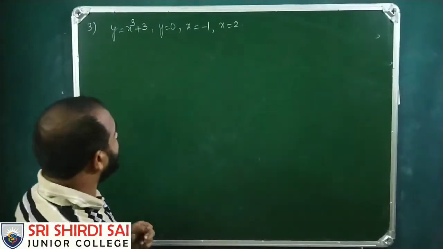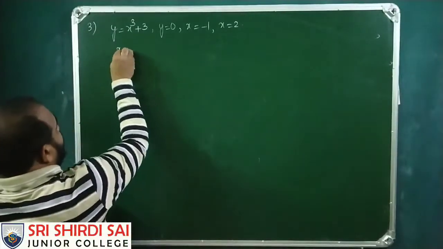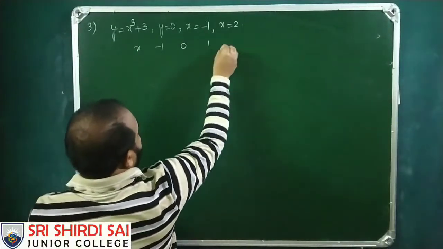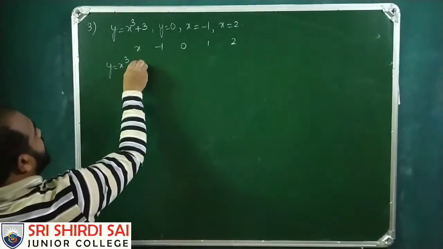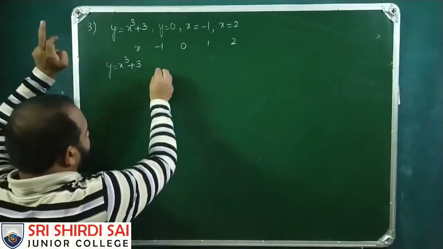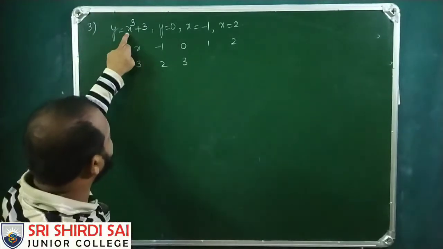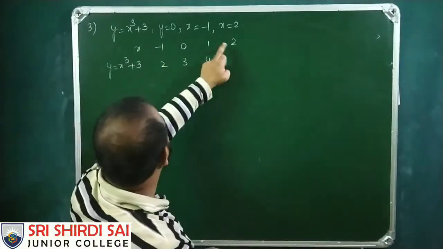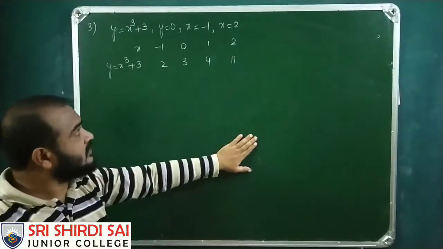So what I am doing is taking 1 unit on the x-axis: x equals minus 1, 0, 1, 2. Now y equals x cube plus 3. Substitute minus 1 whole cube plus 3: 3 minus 1 is 2. 0 cube plus 3 is 3. 1 cube plus 3 is 4. Next, 2 cube plus 3 is 11. So with this, actually, we can plot the diagram.